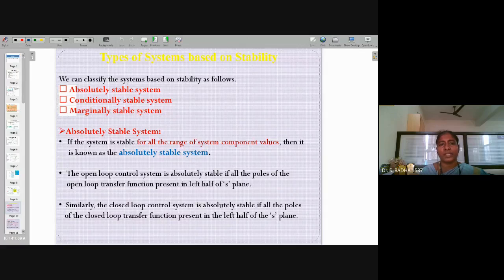A system can be classified based on the stability of the system. We have three different cases. Absolutely stable means for any input the system is stable.